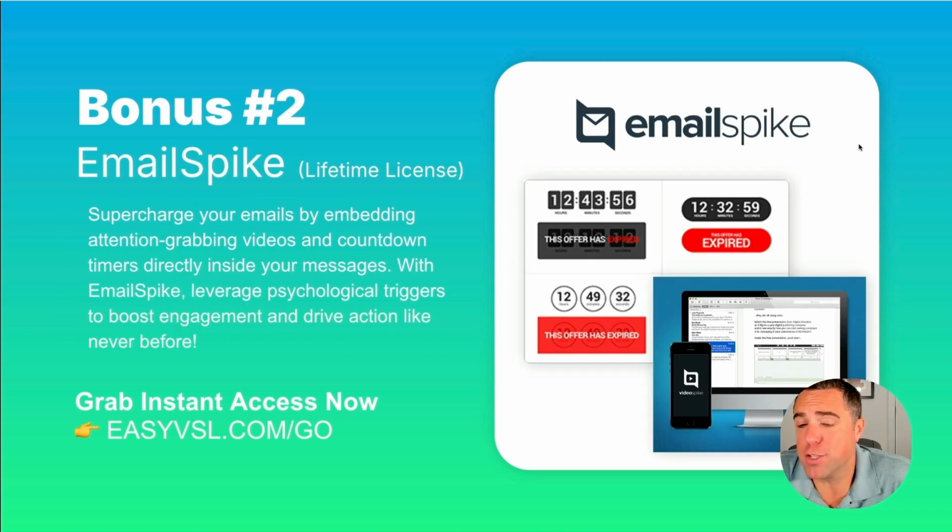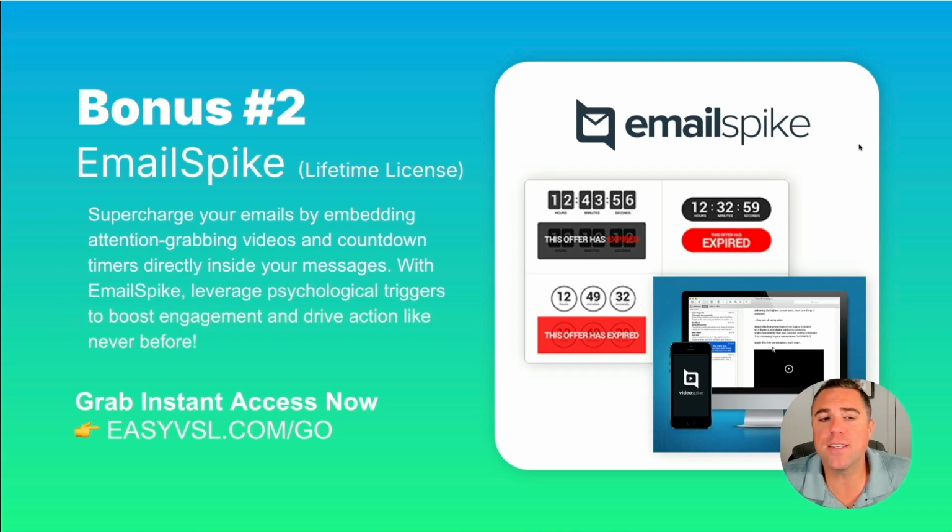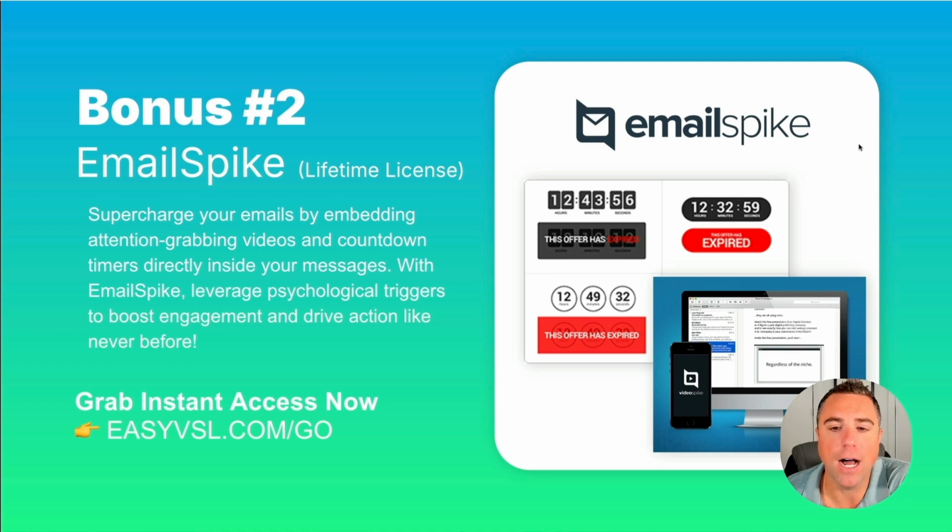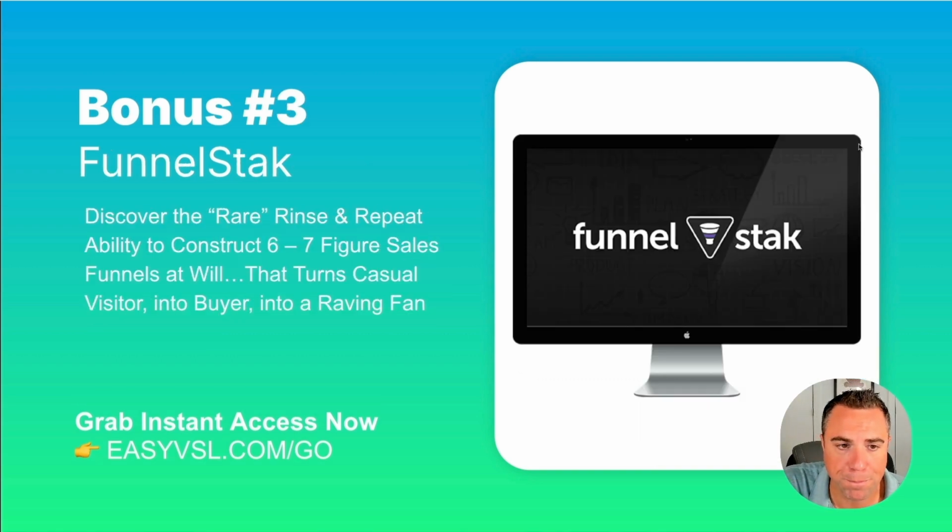Bonus number 2 is Email Spike. So you're going to get a lifetime license. This is going to allow you to embed countdown timers and videos directly inside of emails. So if you're doing things like special offers or promotions, you can embed a countdown timer or even embed a video right into it, and it'll make an animated GIF. And then it's just a great way to boost clicks and conversions. So again, go to easyvsl.com/go.